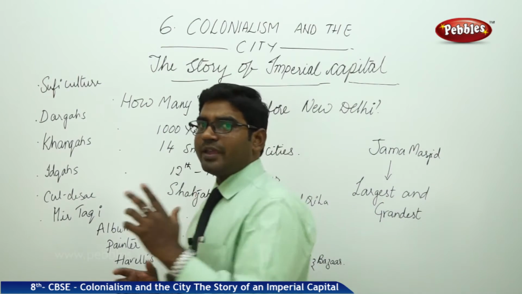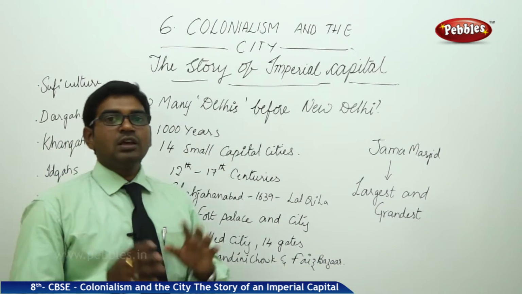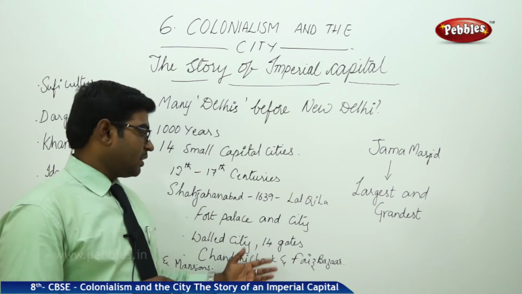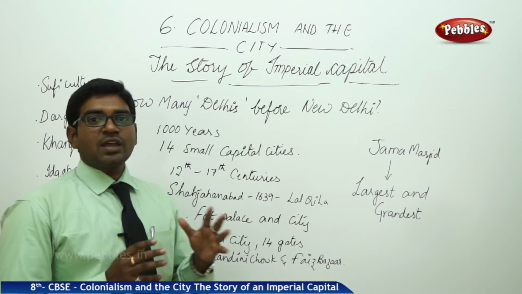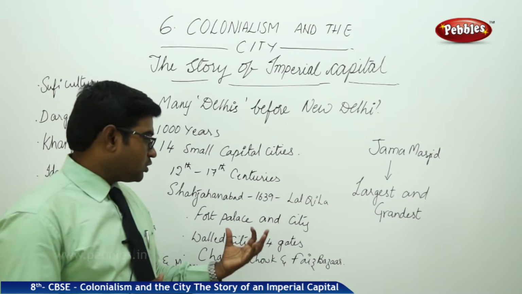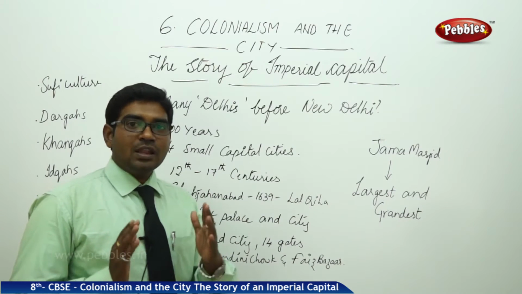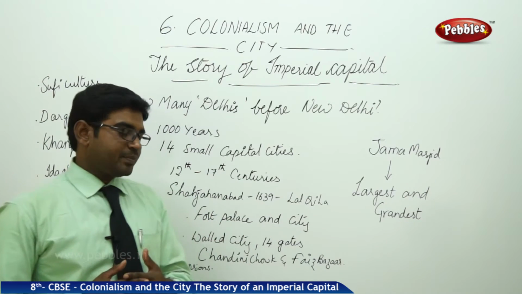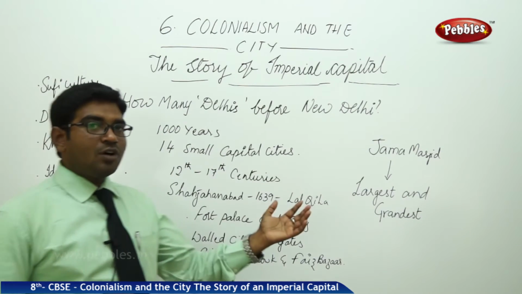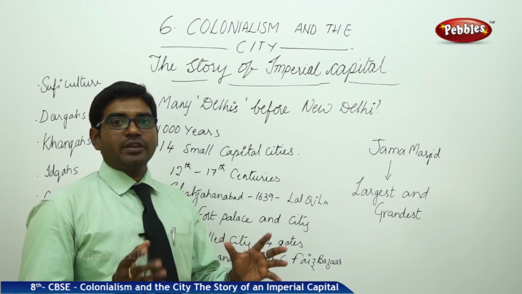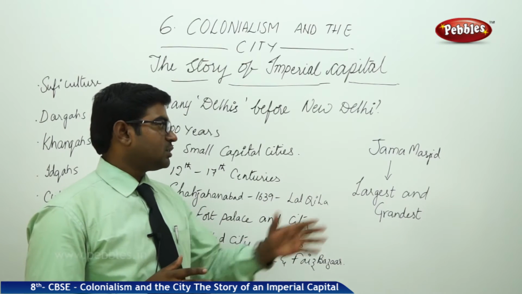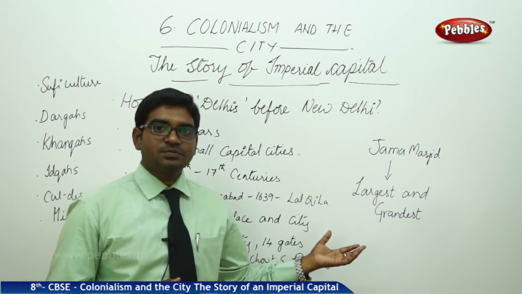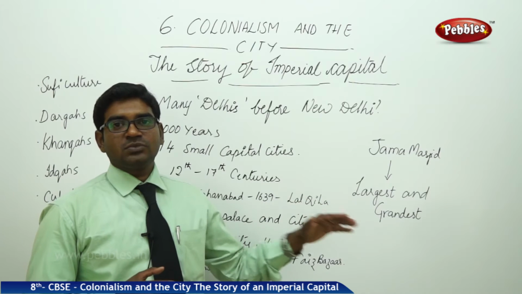There are many main streets. Two famous main streets among them are Chandni Chowk and Faiz Bazaar. Chandni Chowk and Faiz Bazaar are the two important streets which were largely used by the royal processions to move out and to come in. Other than this, we also had one of the most historically prominent mosques in India, the Jama Masjid. This Jama Masjid was the largest and the grandest till that date.